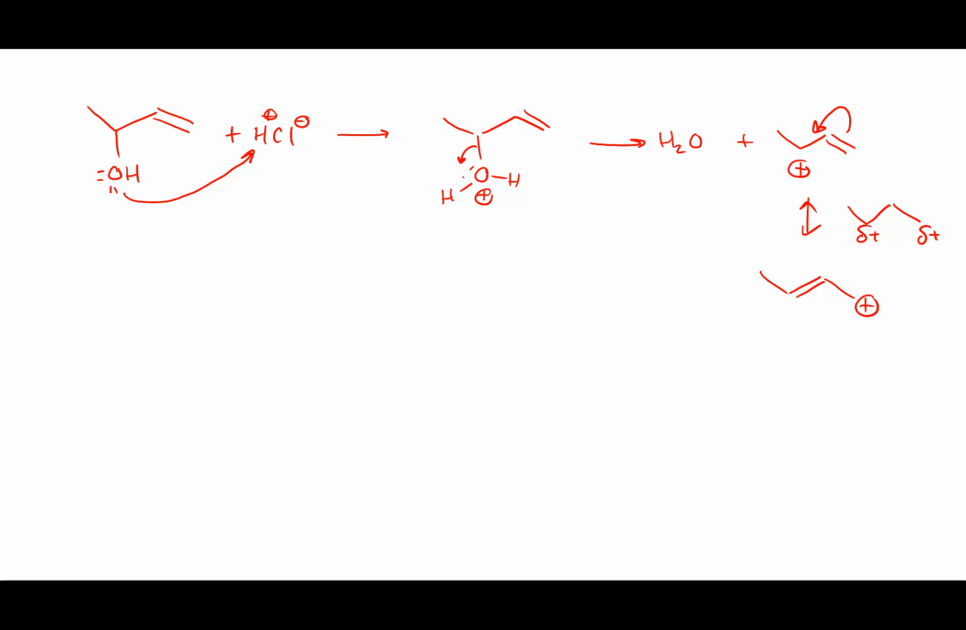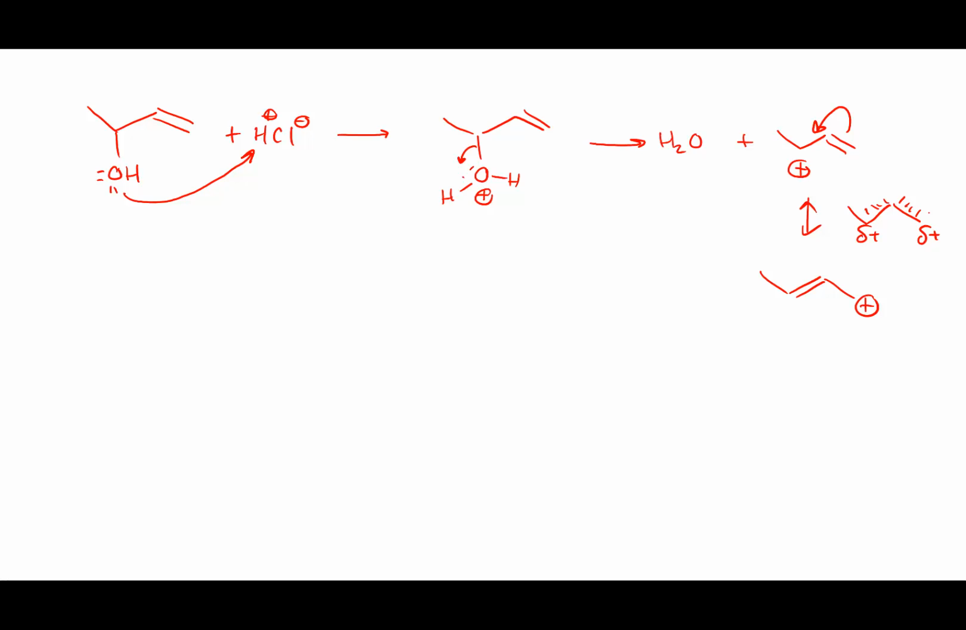Then averaging bonds, we've got single, single, single, single, single, double, single, double, double, single. So that means that the first bond is a single bond all the way around, and then there is a partial double bond here, partial double bond there.